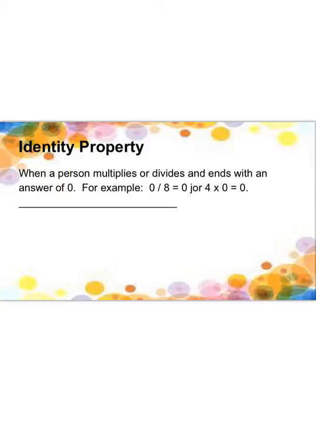Okay, first thing I noticed is I have a typo. Seems to be a thing with me. This is not the identity property. I must have copied and pasted wrong. This is the zero property. So when a person multiplies or divides and ends with an answer of 0, that is the zero property. Sorry for that. So for example, 0 divided by 8 is 0, or, my goodness, or 4 times 0 is 0. That's a 0 property.